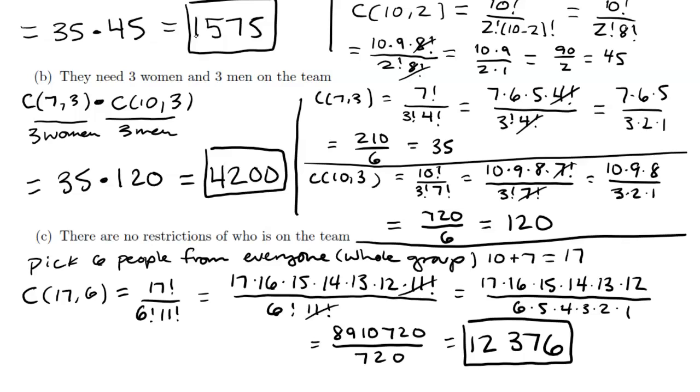So with this one, notice I didn't have to split the total club into 2 groups of people and pick from separate groups. We just said, just look at everybody as a whole group and then pick the team of 6 people. So that's why we added the men and the women together to get the total group size, which was 17.